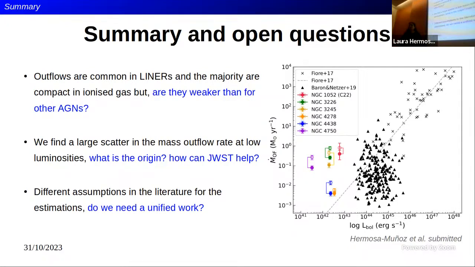Because if not, we are just mixing things that maybe don't make sense. In this case, for example, for LINERs we are finding densities of the order of 100, 1,000 at most. But for example, the triangles from Baron et al. assume densities of 20,000. So a difference of two orders of magnitude then implies also a huge difference in the mass outflow rate. So maybe we should come back to analyzing individual characteristics prior to deriving these properties. That's my guess.